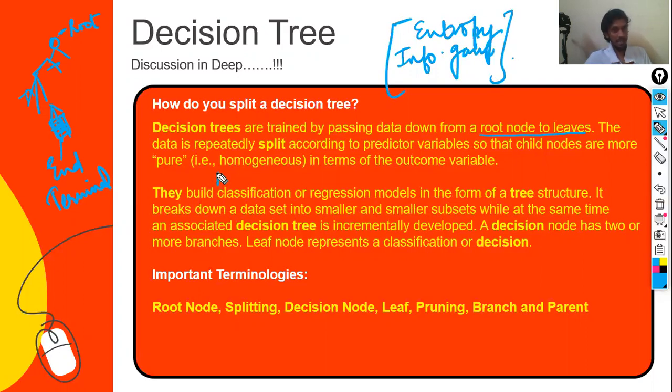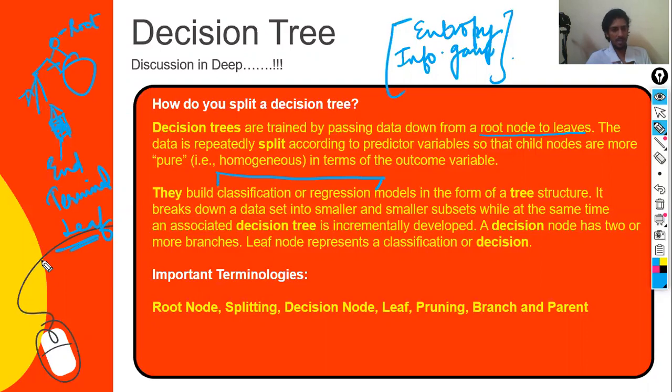Guys, please do not forget, even decision trees can be used for classification or regression as well. And it breaks down the data set into smaller and smaller subsets. That's exactly what I'm trying to explain here, while at the same time an associated decision tree is incrementally developed, which means that the associated trees are developed in the process of breaking down the data. And a decision node has two or more branches, and a leaf node represents the classification or a decision. And that's exactly what you were talking about, the end or the terminal leaf.